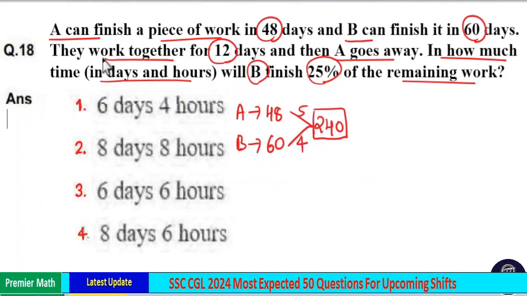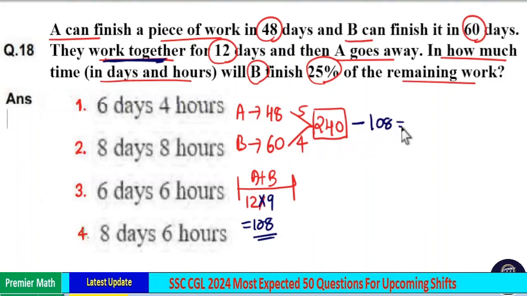And here they work together for 12 days. That is, A and B work together for 12 days. In one day, A and B can finish 5 plus 4, 9 units of work. So in 12 days, they can finish 12 into 9, 108 units of work. So the remaining work is equal to total work 240 minus 108, which is equal to 132 units.